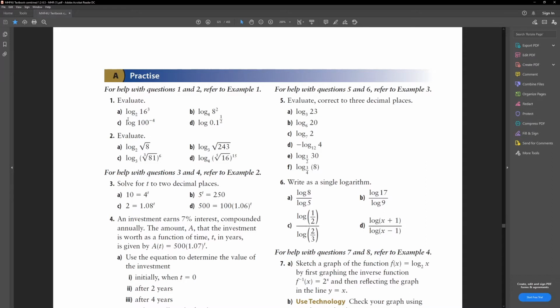We do the same kind of procedure here. This is of base 10. Remember, if we don't see a base value, that means we're dealing with base 10. So then how many times does 10 go into 100? It goes in 2 times. So then 2 times -4 is equal to -8. Therefore, our answer is -8.